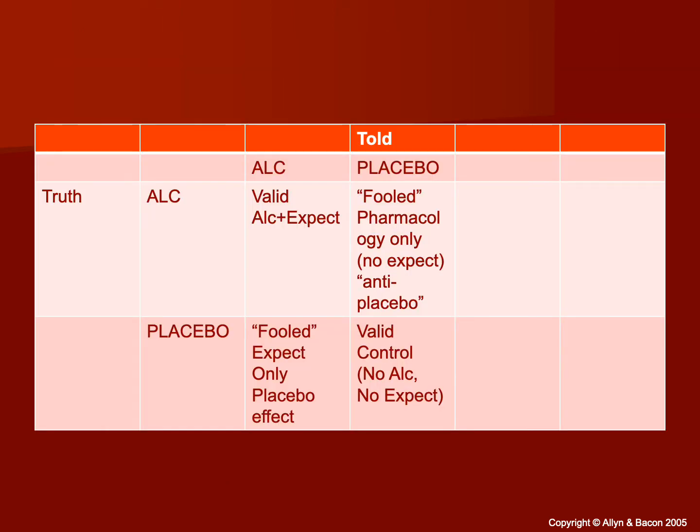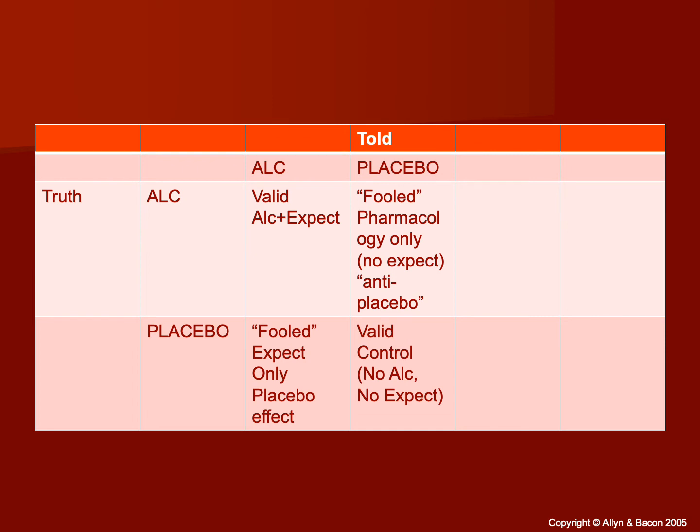I've laid it out as a 2x2 here. So across the top, this is what folks are told. They're either told they're getting alcohol or they're told they're getting placebo. And then they're randomly assigned to learn the truth here. They actually are getting alcohol or they actually are getting placebo. And I'm just going to walk through those cells again and talk about what we would learn by comparing which ones. All right. So we've got that first cell where you're told alcohol and you receive alcohol. It's valid.